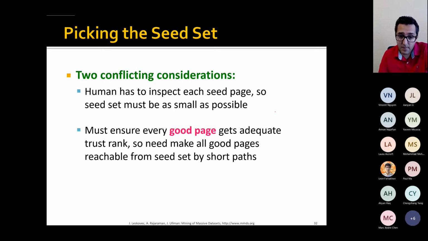On the other hand, we must ensure every good page gets adequate trust rank. So if you don't have many good pages in your seed set, it's possible that there are some good pages that are far from those few nodes and they don't get enough score and they are ranked as spam, while they're not spam, they're just far from those good pages. Okay, so we want to have many good pages to start with.